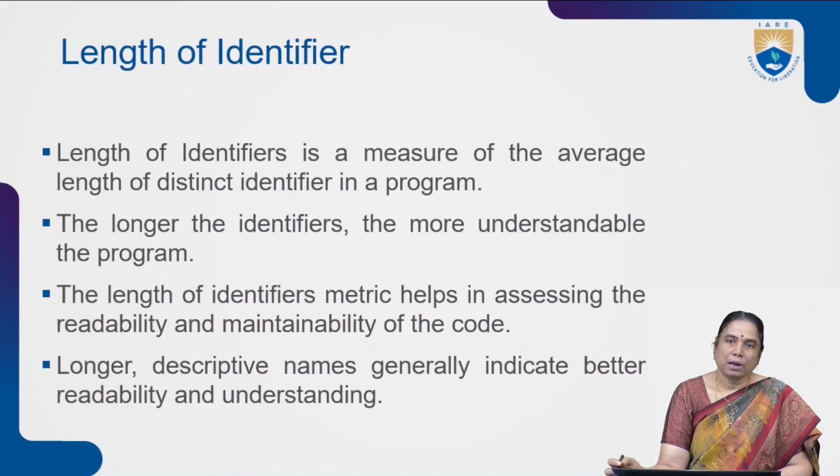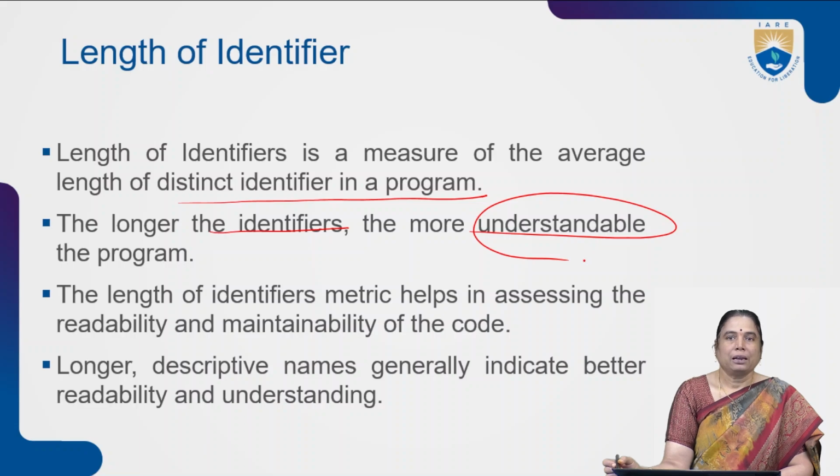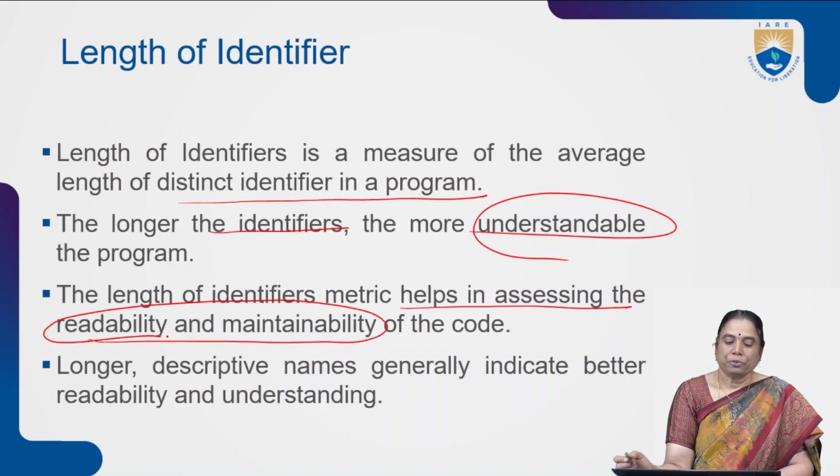Next is length of identifier. Length of identifier is a measure of the average length of distinct identifiers in a program. The longer the identifier, the more understandable the program. The length of identifier metric helps in assessing the readability and maintainability of the code. So longer descriptive names generally indicate better readability and understanding.